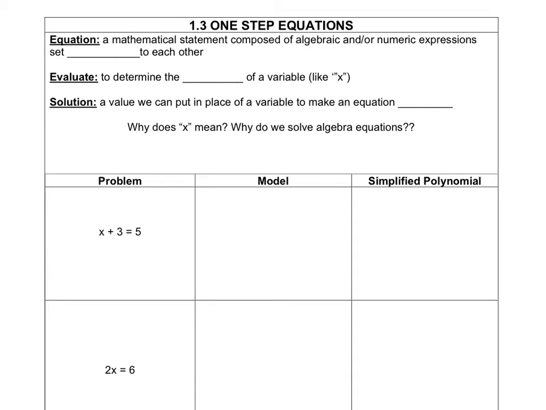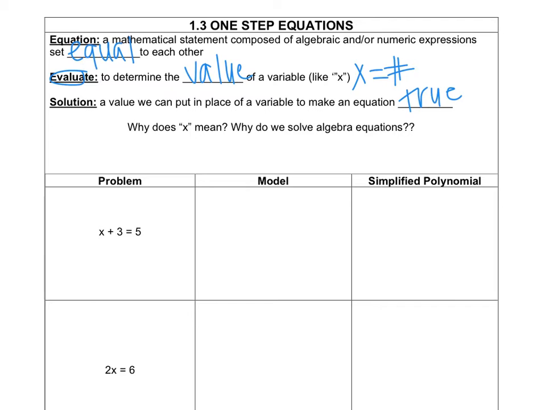An equation is a mathematical statement composed of algebraic and or numeric expressions set equal to each other. So now we're actually going to have an equal side, and we're going to have a left side and a right side. To evaluate means to determine the value of a variable. So we're actually going to get x equals some number. That's why evaluate has the word value in it. And then finally, a solution is a value we can put in place of a variable to make an equation true.